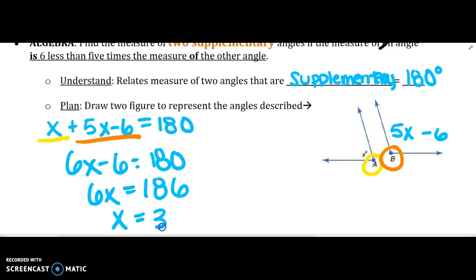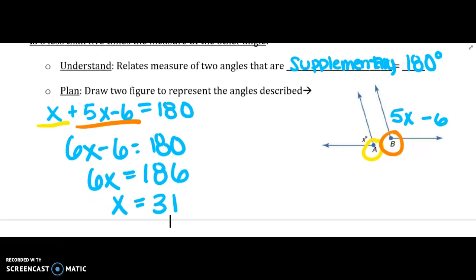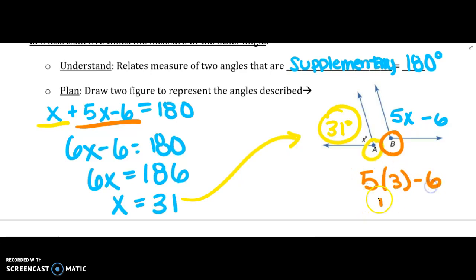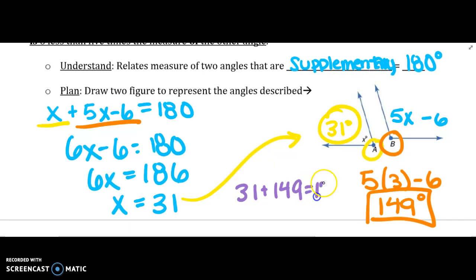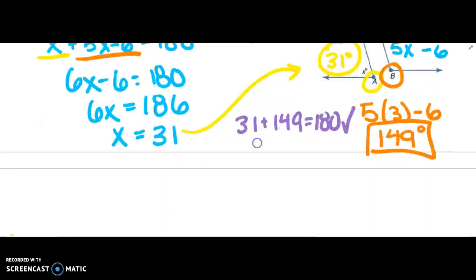So I'm working out the algebra for you, and x is 31, and it says find the measure of two supplementary angles. I don't have two answers yet, so I know I'm not done. If I plug back in, x is 31, so this angle is 31 degrees. That's this answer. For here, I would do 5 times 31 minus 6, which is 149. And the great thing about these problems is you can check your work. 31 plus 149 equals 180. Check. That means it turned out right because it said they were supplementary. So as long as that works, you know you did it right.